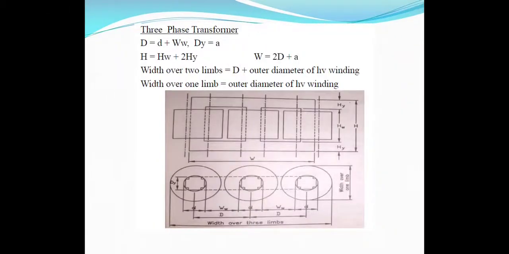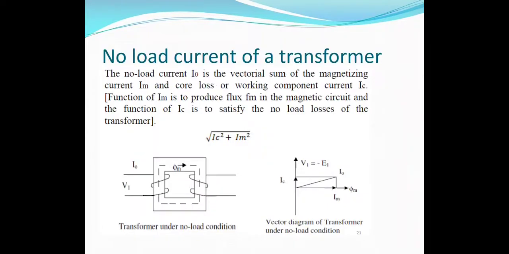And this is for three phase transformer. These formulas have to be kept in mind while we solve the problems. And the next topic is no load current of a transformer. The no load current is represented by I naught. It is the vectorial sum of magnetizing current and core loss current.